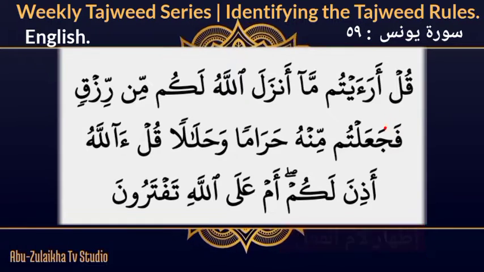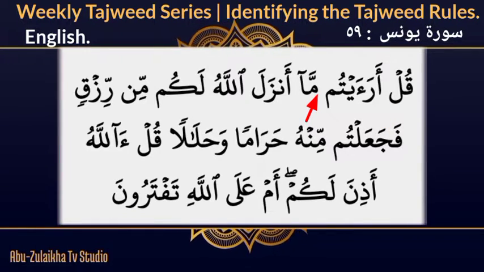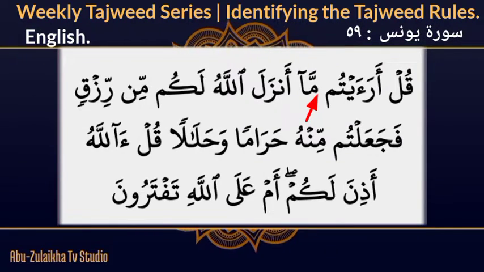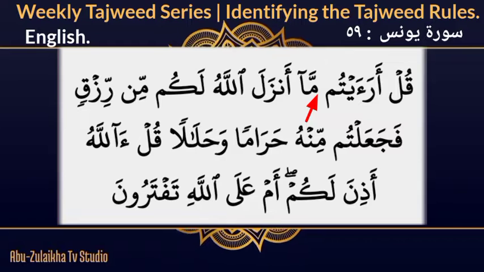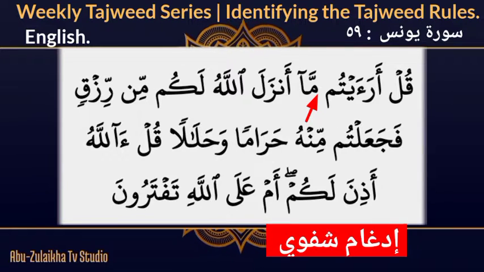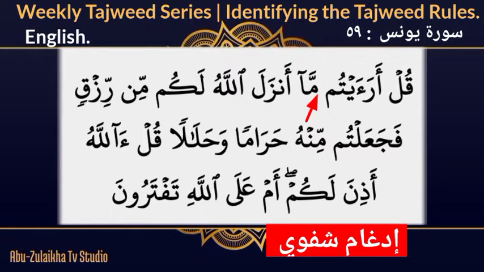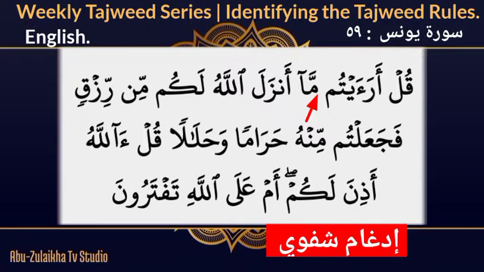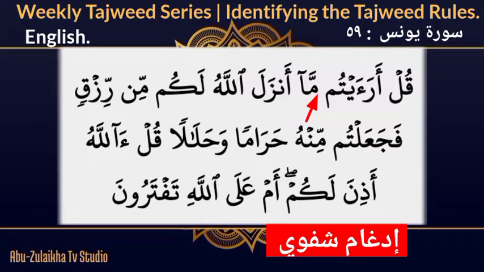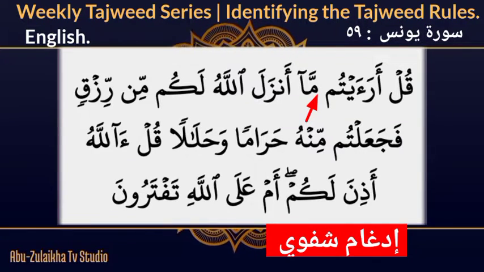So let's go further. Qul arâ'aytum ma anzala Allah. Arâ'aytum ma, that is the nasalization within; this type of rule is known as idgham al-shafawi, that is labial assimilation. That is the rules governing mim sakina. As you can see, immediately after the mim sakina, the next letter happens to be another mim, right? And we know that whenever that happens, you are going to do nasalization. Do you understand? So let's move further.